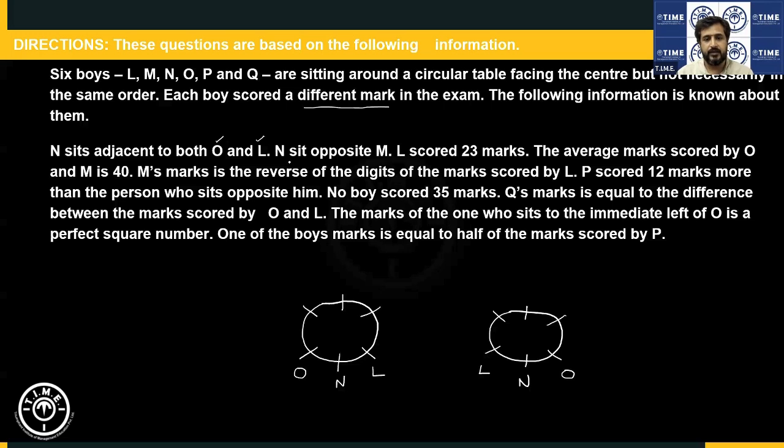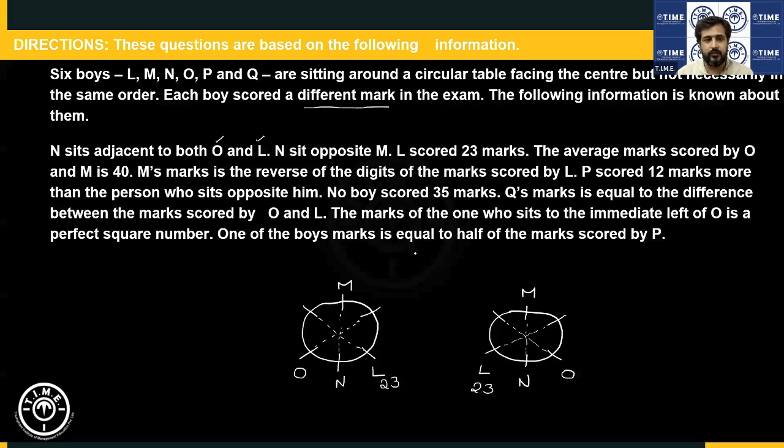Now what is the next given? N sits opposite M. So opposite to N, we have to place M. These are the opposite cases. But what is the next clue? L scored 23 marks. So corresponding to L, you can write the number 23.